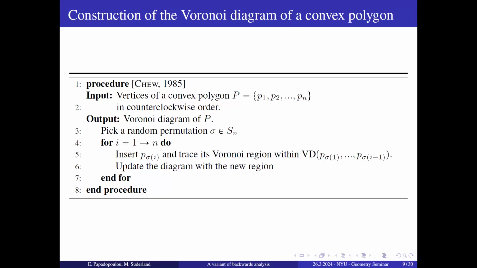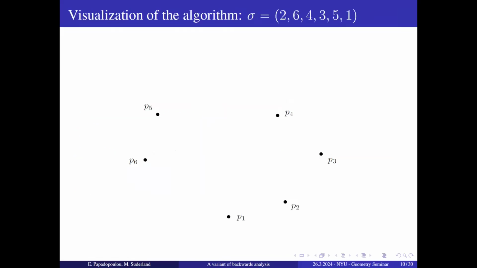I have a visualization of how this algorithm works. Here I use the insertion order 2, 6, 4, 3, 5, 1. We have these 6 points in the beginning. We ignore all of them except for 2, and we construct the Voronoi diagram of these 2 points, which is basically splitting the plane into two half planes by one line. Now it becomes more interesting once we add the next point, which is now P4.